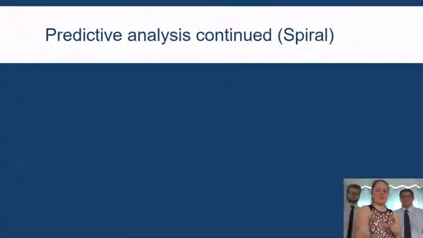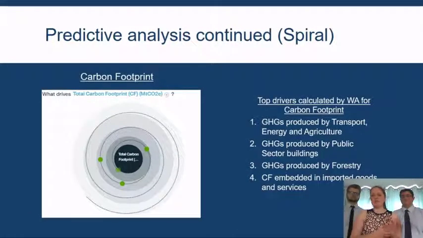The last predictive analysis we did was around carbon footprint. So the top drivers calculated were greenhouse gases produced by transport, energy and agriculture, which is to be expected, and greenhouse gases produced by public sector, which is to be expected in certain areas, but it's not one of the main producers for greenhouse gases. So it's interesting that Watson's been able to pick up on this. And it's also been able to pick up on greenhouse gases produced by forestry and carbon footprint embedded in imported goods and services.